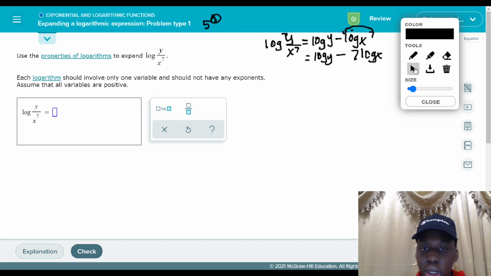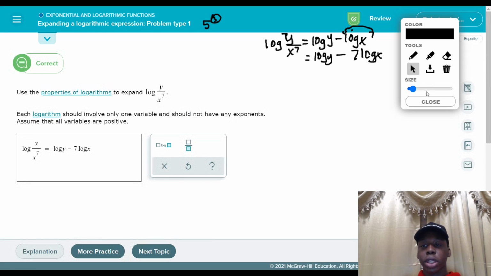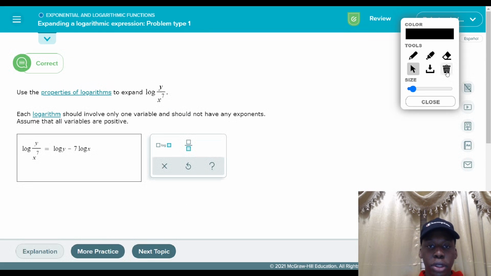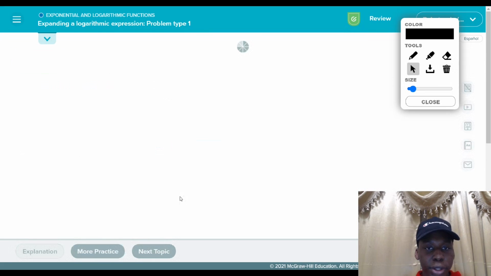So let's take a look at the answer. This is log y minus 7 log x. Okay, so let's check. Okay, correct. So let's look at another example, more practice.